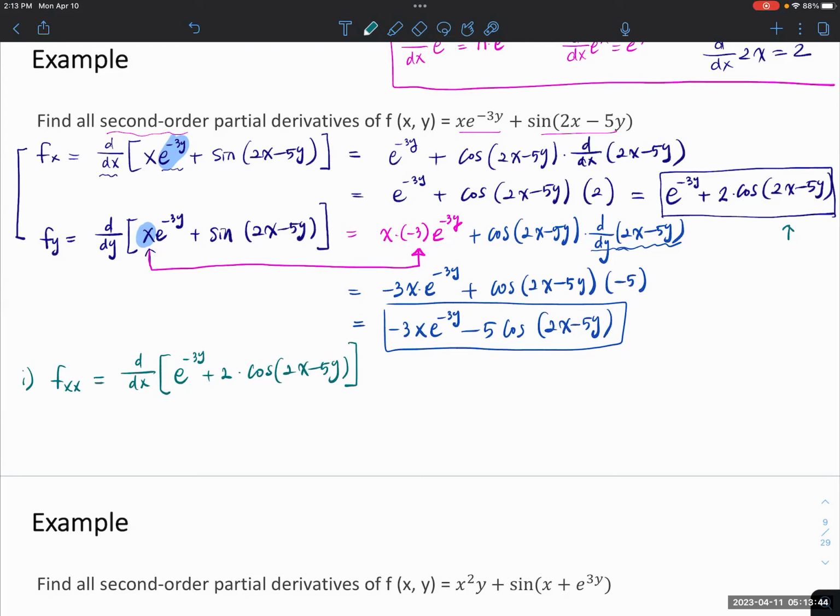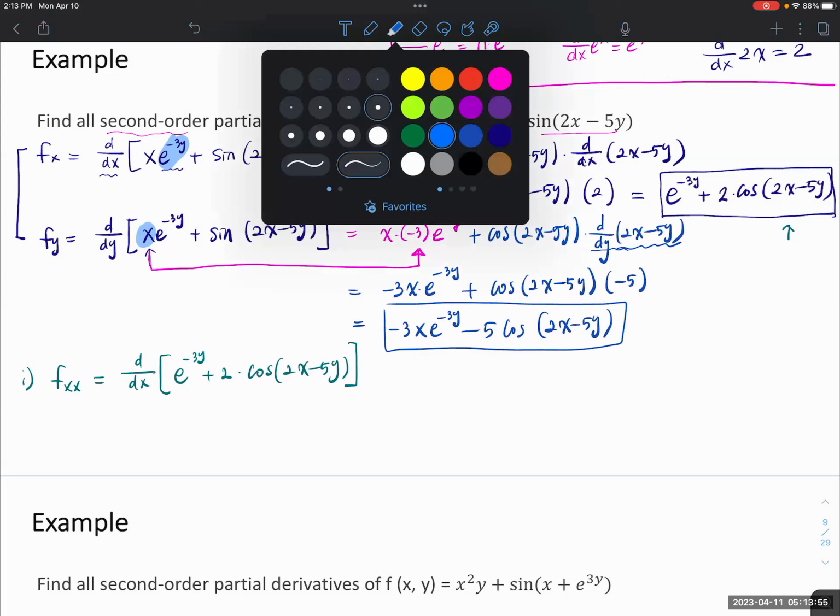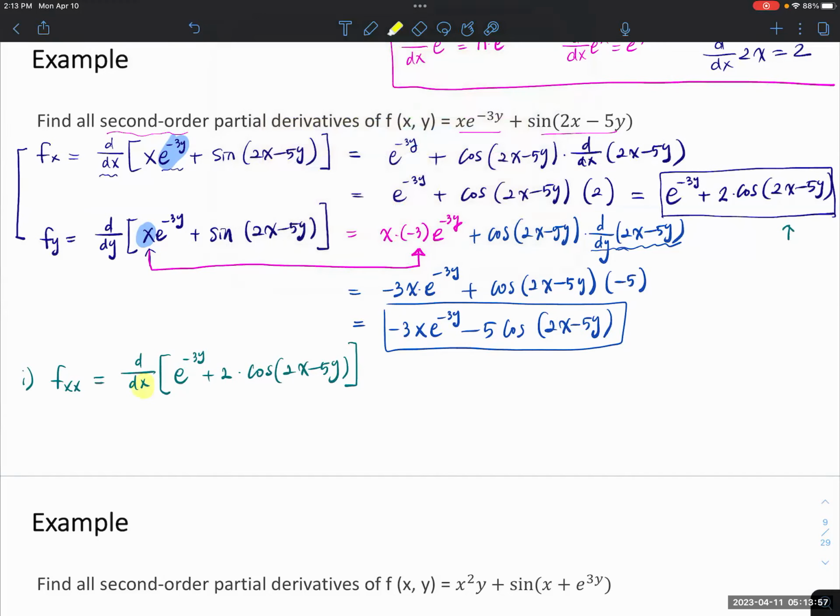Okay, so e to the negative 3y, that now looks like a constant, isn't it? So that's going to be 0. Are you following with me? Because this is a dx. This is the constant. There's no x variable, only y variable. You can consider it a constant, and now it's going to be 0.